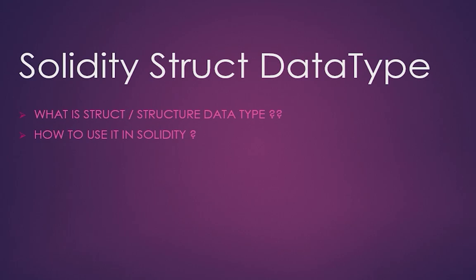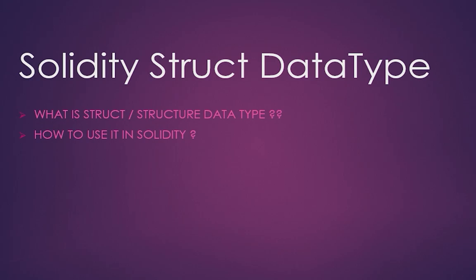We have seen many data types in the Solidity programming language, like the int data type, string data type, Boolean data type, and many more. But struct or structure is a complex data type. It is something like a collection of the built-in data types: integer, string, and boolean. Or we can say it is made up of these built-in data types, which are included in that complex structure data type. Let's see how we can work with this struct or structure data type.